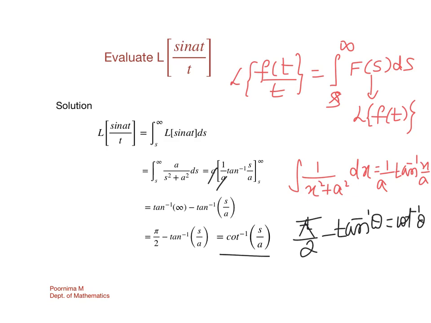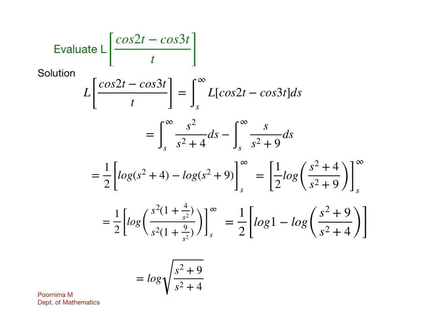Therefore, this can be written as cot inverse s by a. This is one of the important problems, and by the third property, that is divide by t. Let's see one more problem, very important, by the third property, that is divide by t.